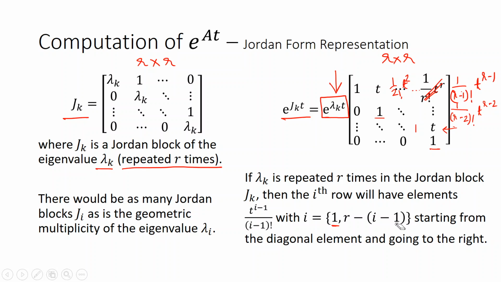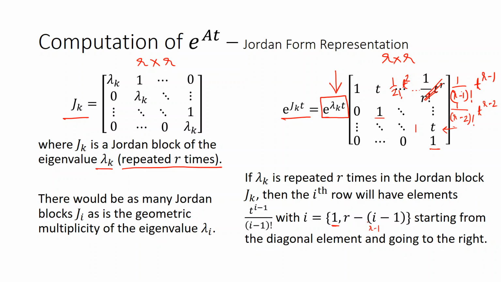This is fine. This is the first row, so it would go till r minus 1 by r minus 1. Then in the second row you have i as 2, so your span is from 1 to r minus 1, and when you have r minus 1 put as i here, it is till r minus 2. In the r minus 1th row, your i is r minus 1.